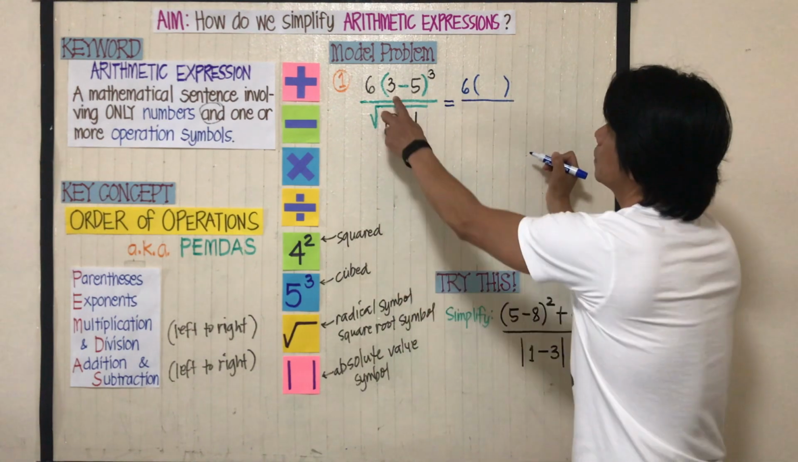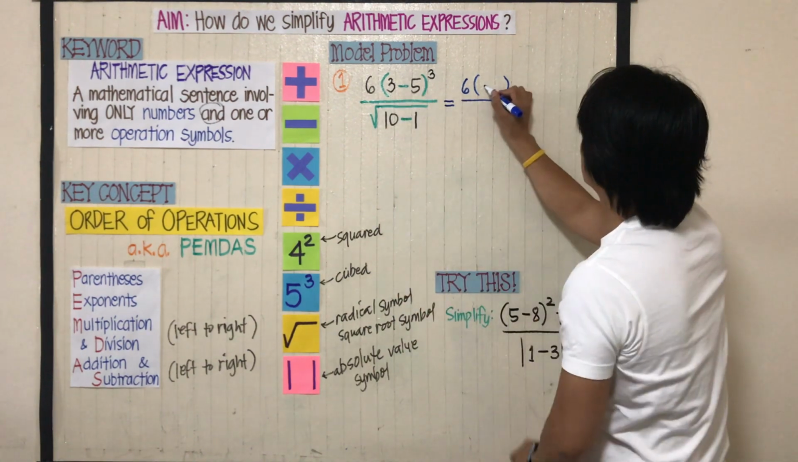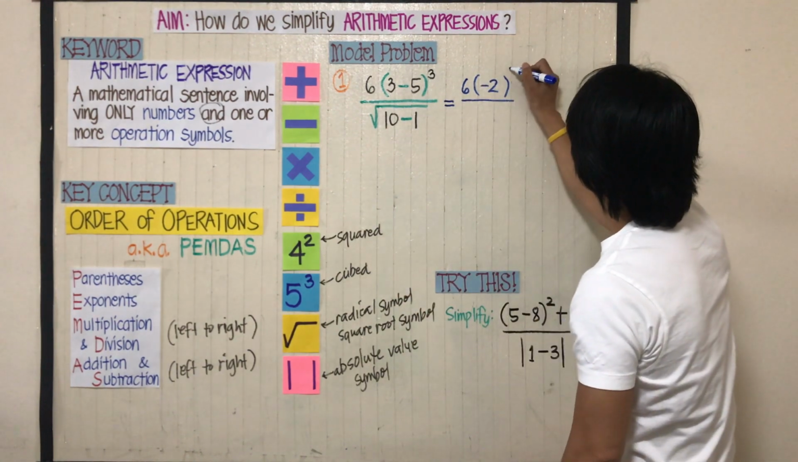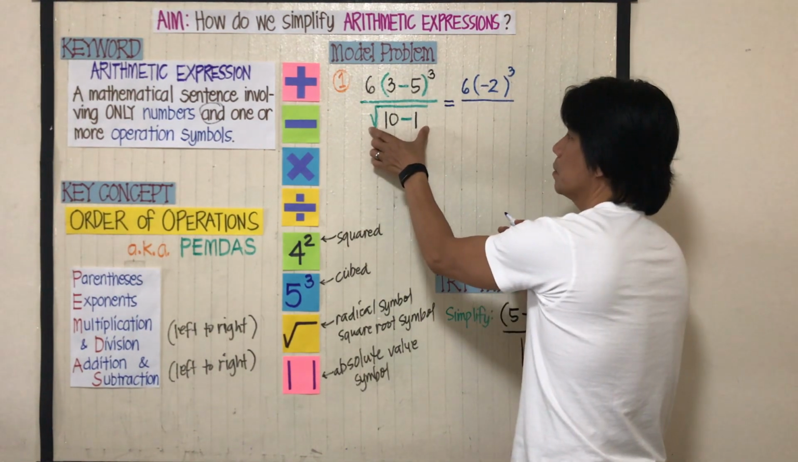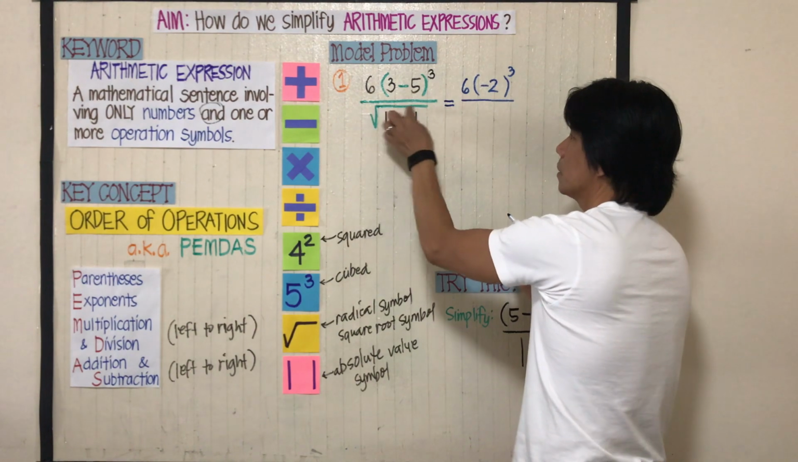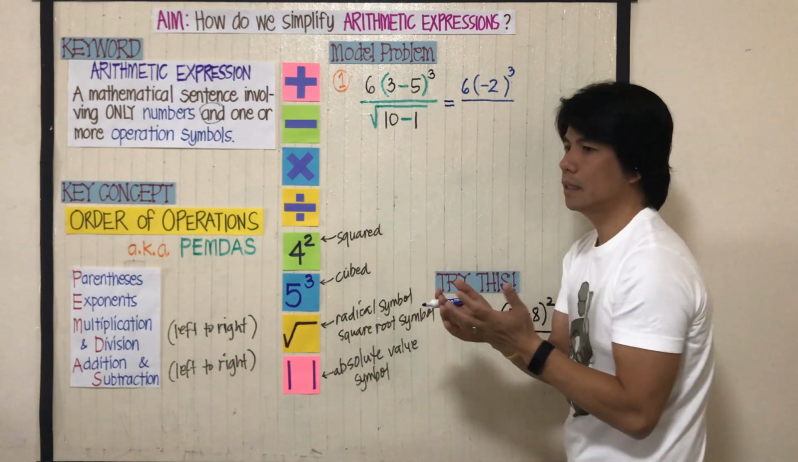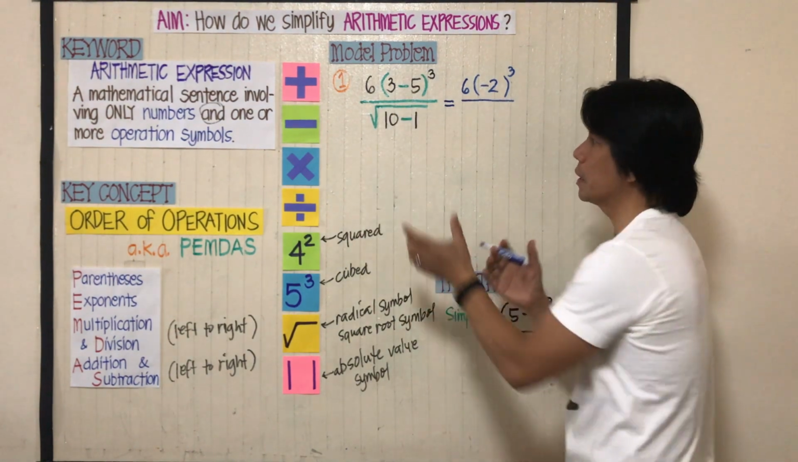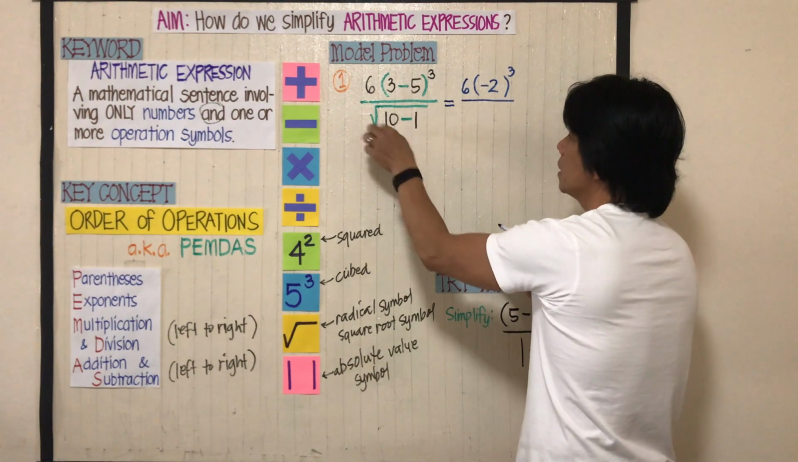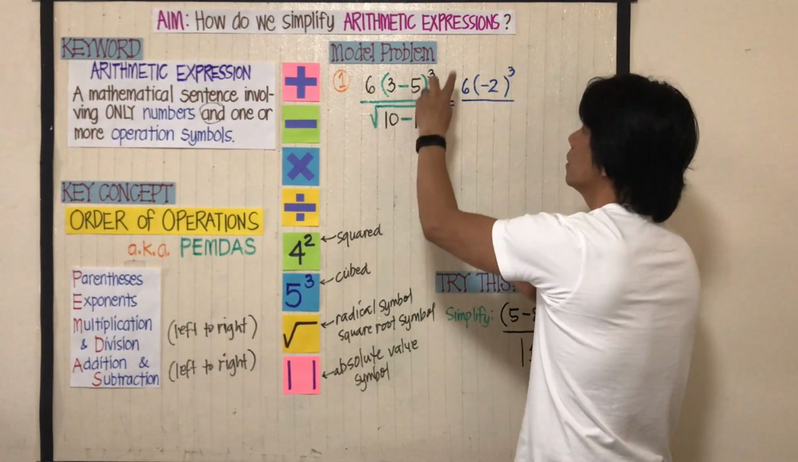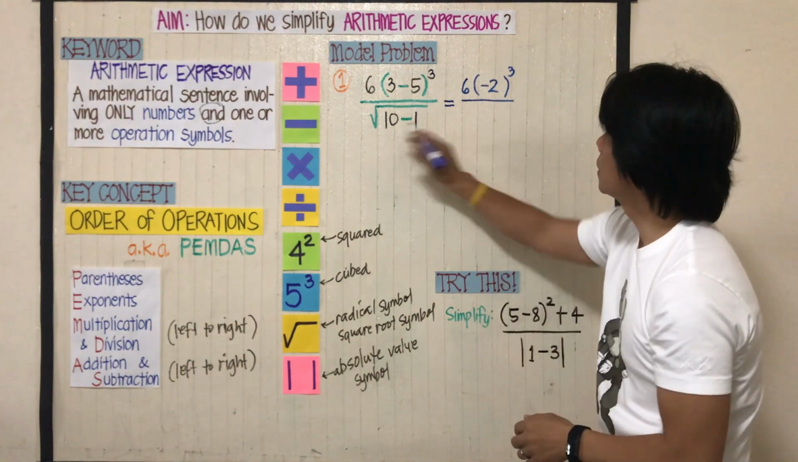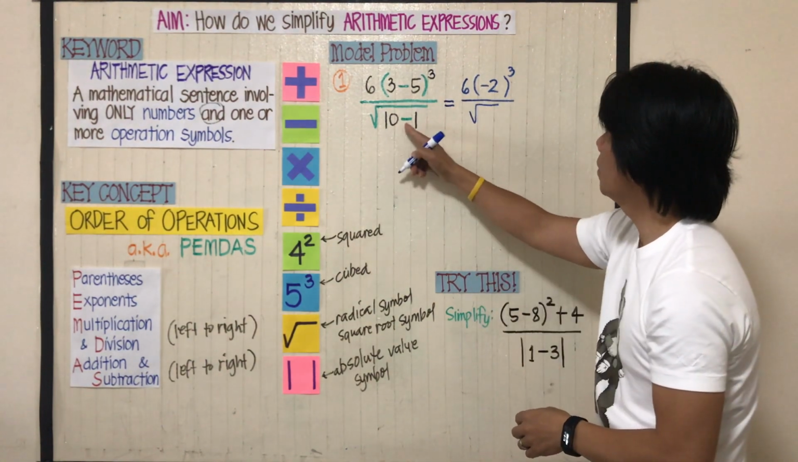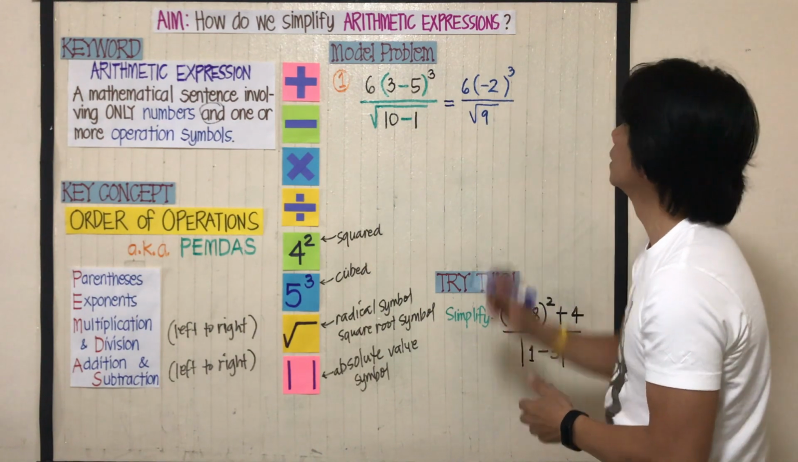So what is 3 take away 5? That is negative 2 to the third power. Also, if you notice, you have the square root symbol here. That square root symbol serves like a grouping symbol. So we can do this since the denominator is independent from the numerator at this point. The square root of 10 minus 1 is the square root of 9.